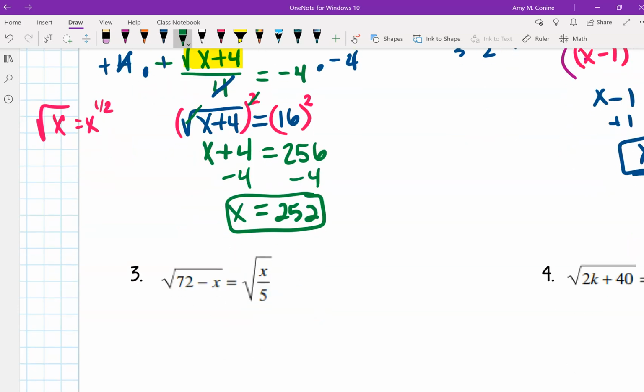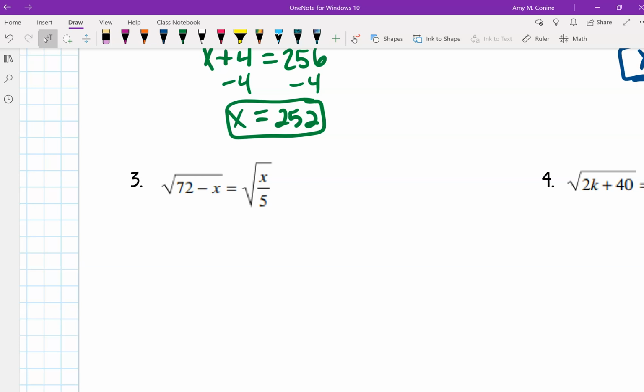So I want to jump down to a problem like number 3, where we have a radical on both sides. When you have a radical on both sides and it's all by itself, so the left side is alone like we have here, and the right side is alone like you have here, what you can do, because they both have one radical, there's nothing else with it, and it's the same kind of radical, is square both sides and then just solve for x.